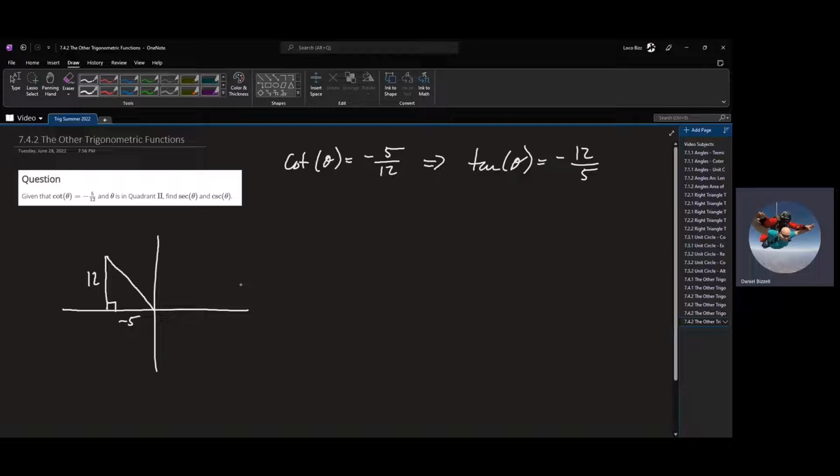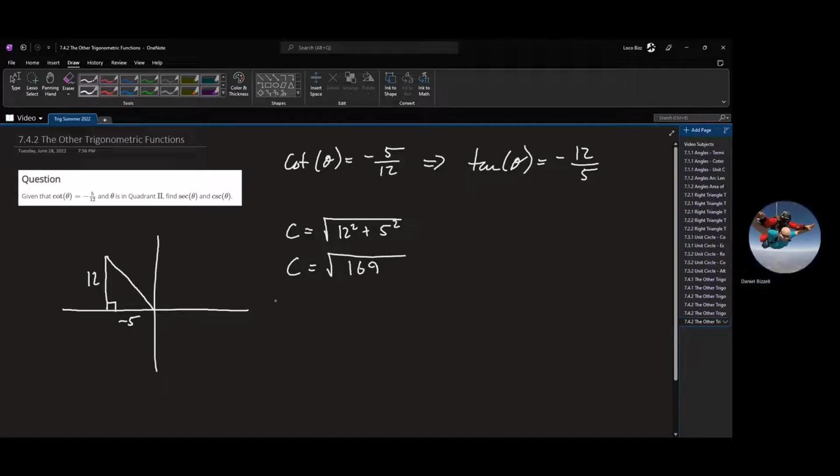So now that we have our triangle labeled and we have our two legs of the triangle, we can use the Pythagorean theorem to find the missing side. So we get C is equal to the square root of 12 squared plus 5 squared. Simplifying that, we get C is equal to the square root of 169, which means C is equal to 13.